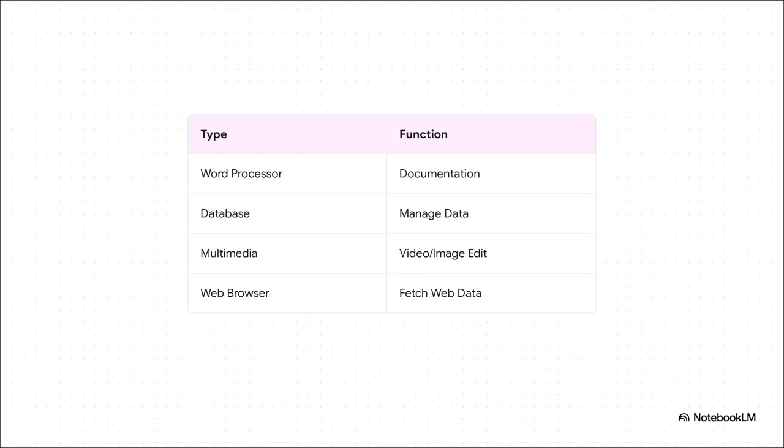So, shifting gears to end-user programs. These are categorized strictly by their specific functions and use cases. As you can see, we've got word processors for documentation, databases for managing massive amounts of data, multimedia for video and image editing, and web browsers for fetching web data. Let's look a bit closer at each of these 4 types.